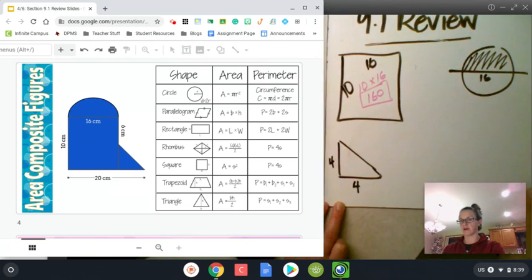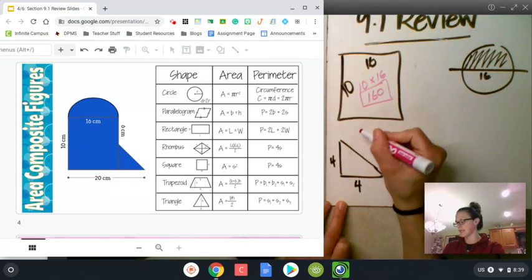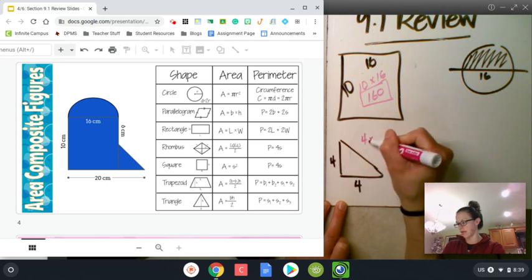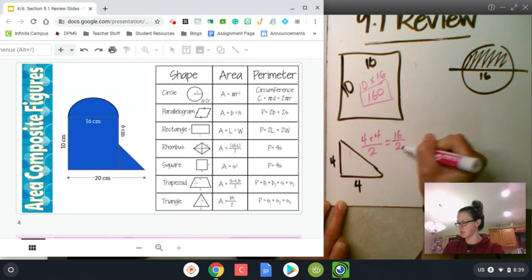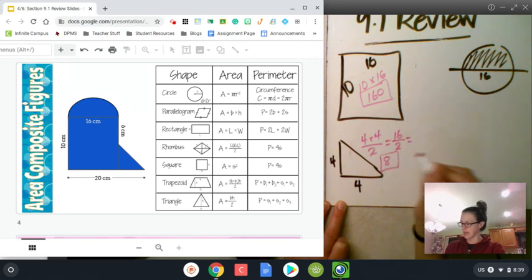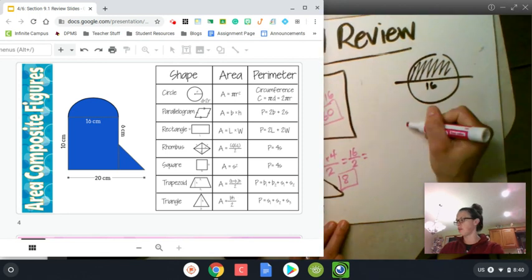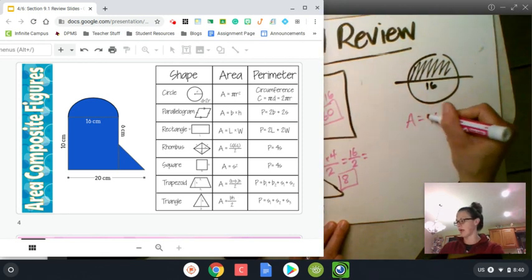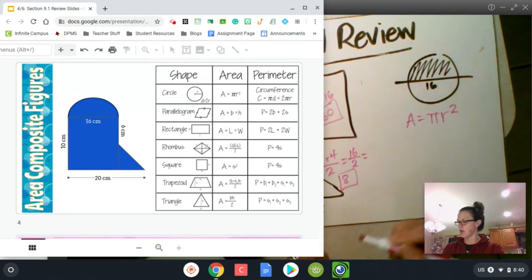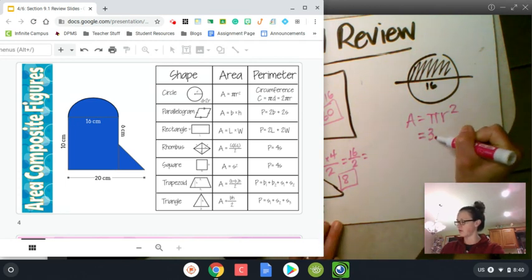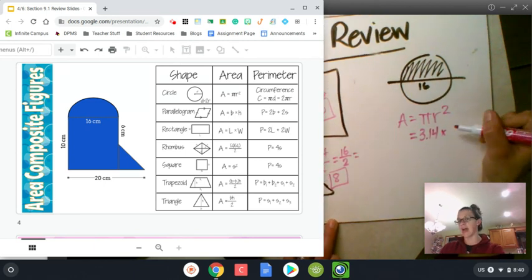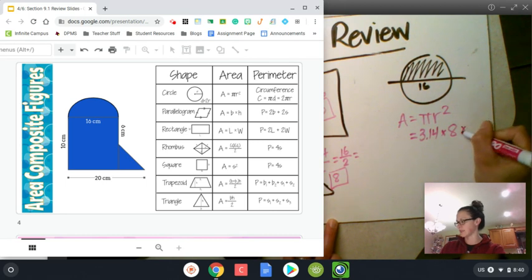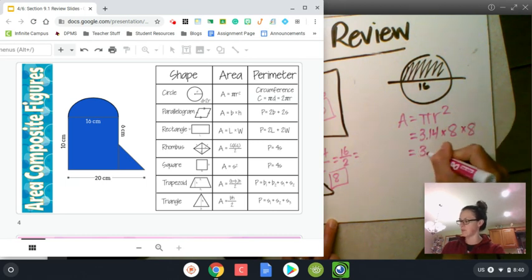Area of a triangle would be half base times height, or base times height, 4 times 4, and then divide by 2. 4 times 4 is 16, divided by 2 would be 8. And then the area of my circle is pi r squared. So then I'm going to have 3.14 times, the diameter is 16, so the radius is half of that, which is 8. So 8 times 8, and then 3.14, 8 times 8 is 64.